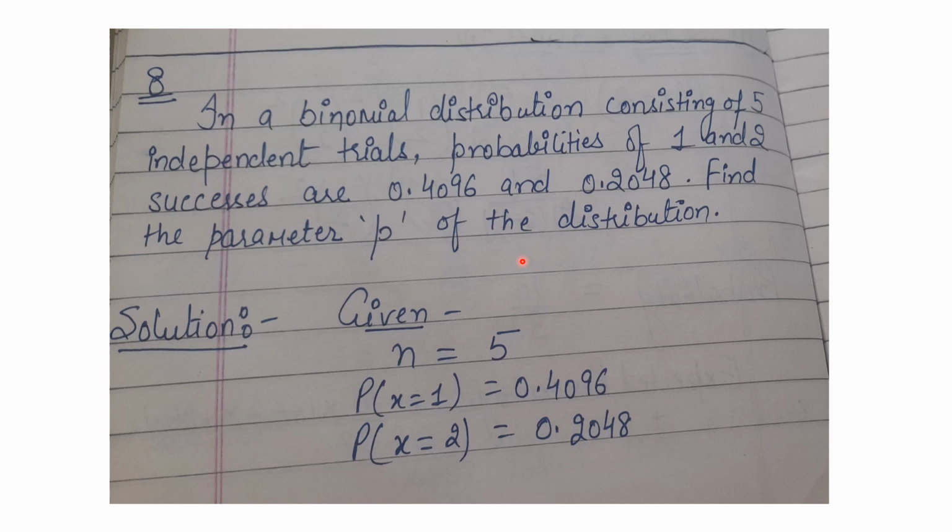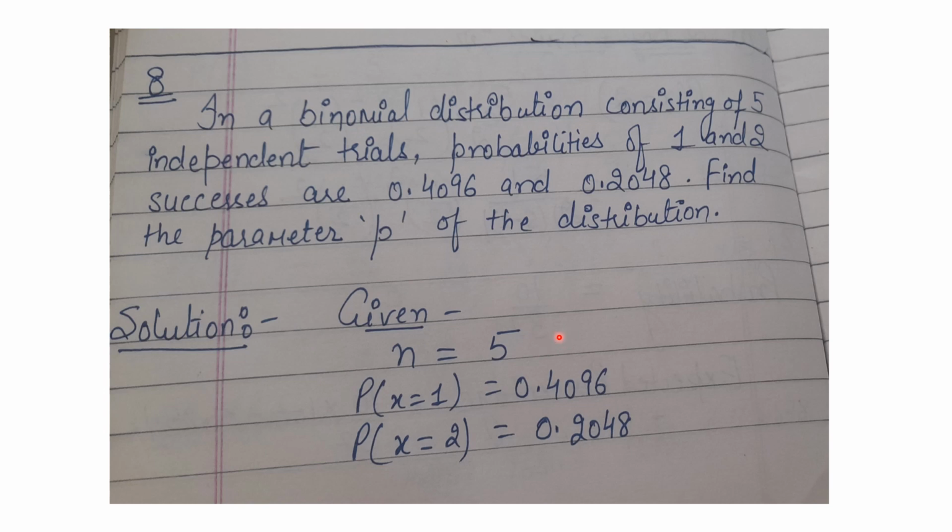As we all know, under binomial distribution, p and n are the main parameters of the binomial distribution, and in this question we have a total of 5 independent trials, and we are given the probability of 1 success and 2 successes, and from this available information we need to calculate the value of parameter p, or you can say that we have to find the value of the probability of success of an event.